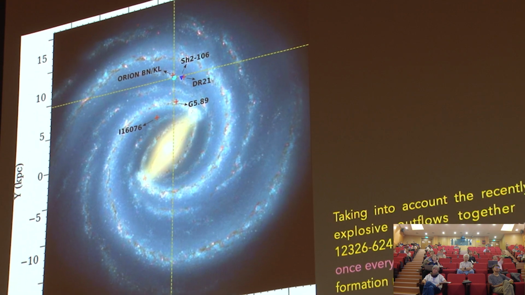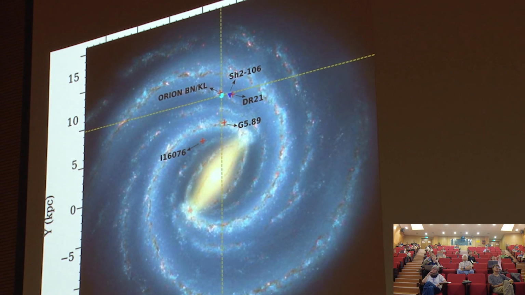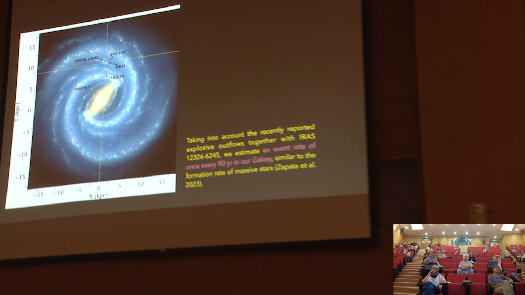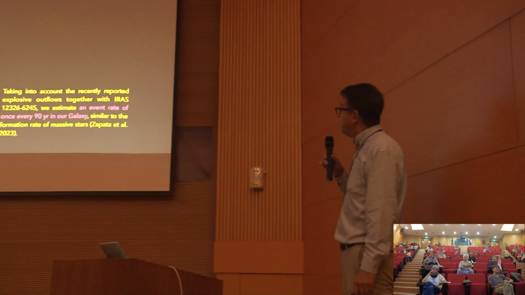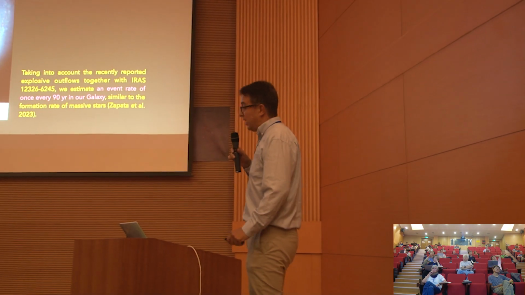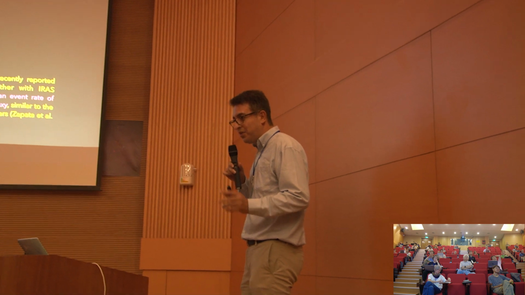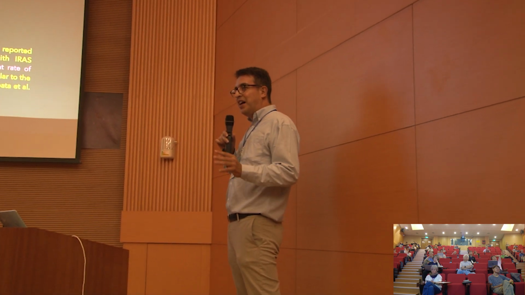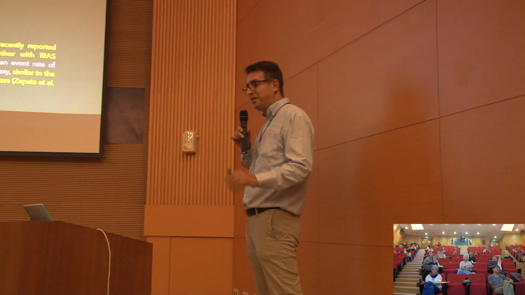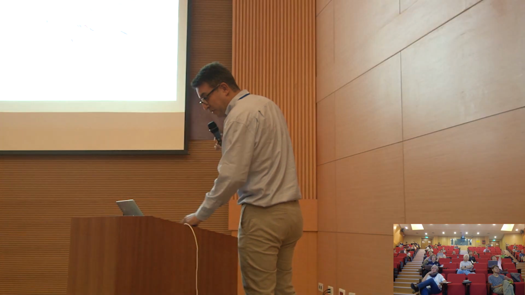And this is also really similar to the formation rate of massive stars. I mean, you can go and estimate these numbers. This is more or less 1 in 50 years, more or less, is what we are thinking. And this is really important because it looks like 1 or 2 massive stars are forming with explosive outflows. That means it's maybe related to some common merger or something like that.